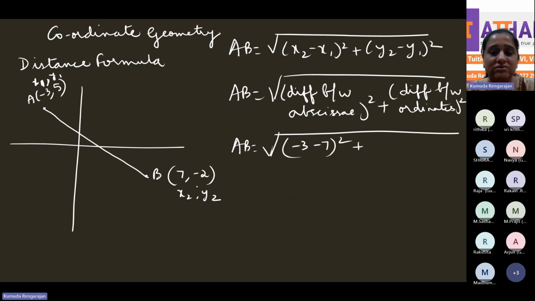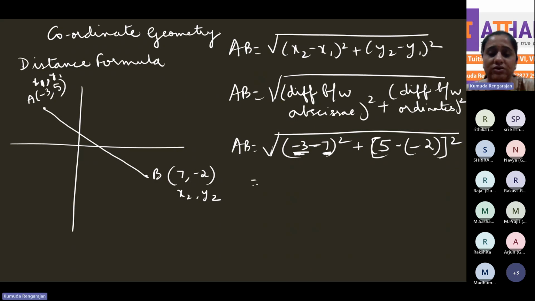So minus 3, minus 7, the whole square, plus the difference between the y coordinates. So 5, and this is minus 2. But you should find the difference. So minus 2, the whole square. This is x1, minus 3. This is x2, 7. You must put a minus sign in the middle. x1 minus x2, so minus 7, the whole square, plus y1, 5, minus y2, so minus 2.